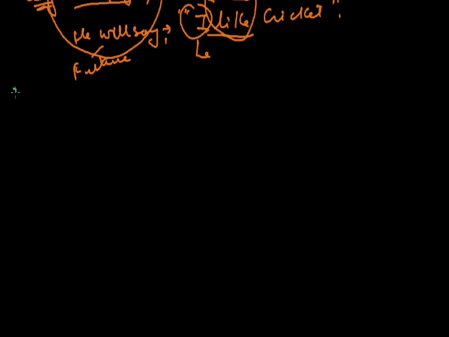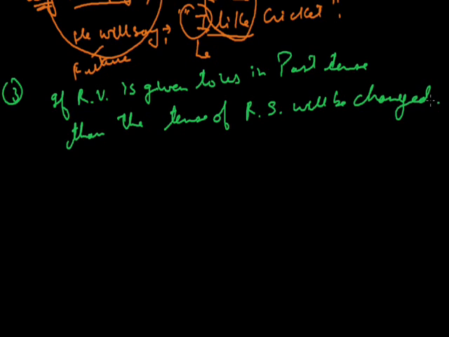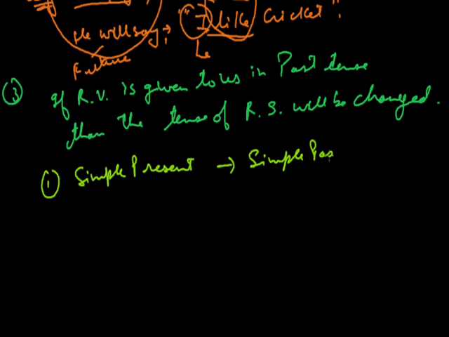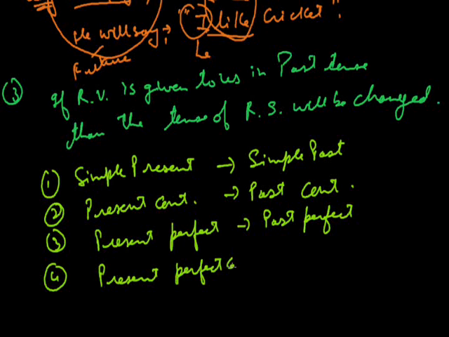Moving on to the next point. If the reporting verb is given to us in past form, then the tense of reported speech will be changed. Now, how to change them? If simple present is given to us, it will change into simple past. If it is given to us in present continuous form, it will change into past continuous form. Similarly, present perfect will change into past perfect, and present perfect continuous will change into past perfect continuous tense.